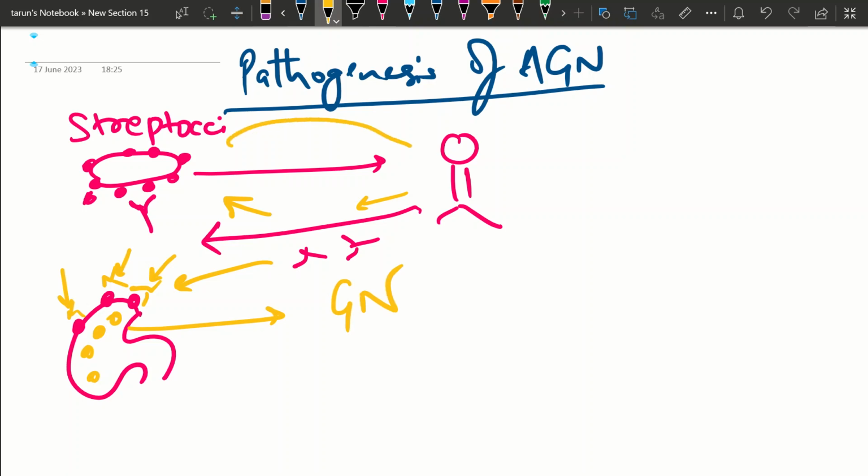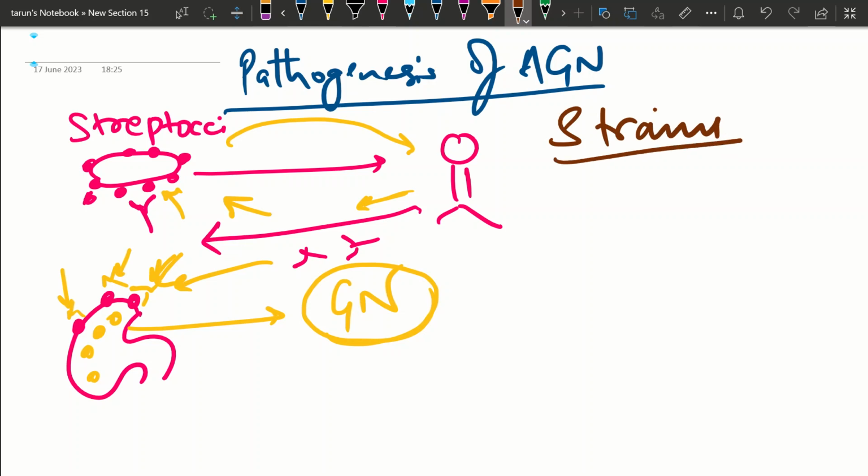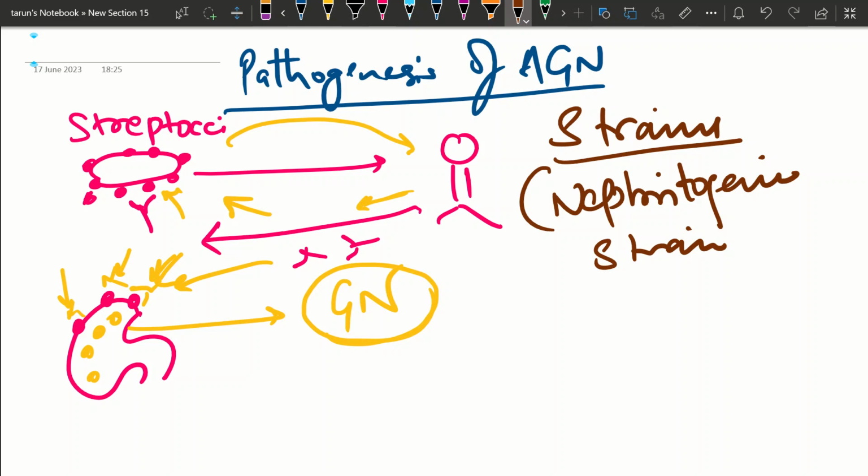So the bacteria enters the human body, and in response to this bacteria the human body starts producing antibodies. These antibodies not only react with the bacteria but also cross react with our kidney, thus producing glomerulonephritis. So this is a brief about the pathogenesis, and we will now see what the strains are. There are certain strains which cause this infection of the kidney, and these are known as nephritogenic strains. There are certain strains of the streptococci which cause this inflammation. So we'll study what these strains are.